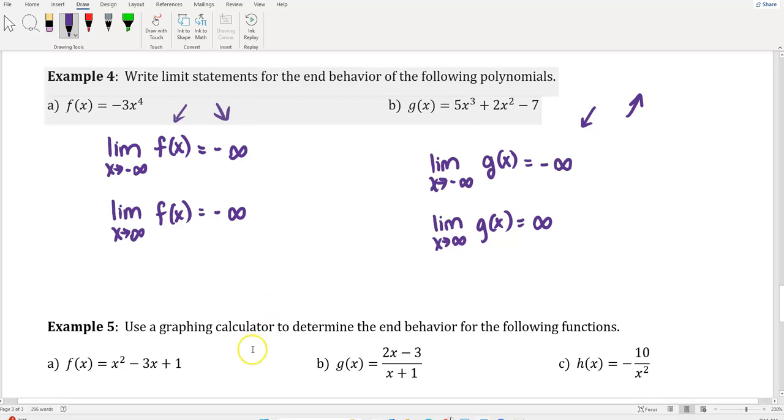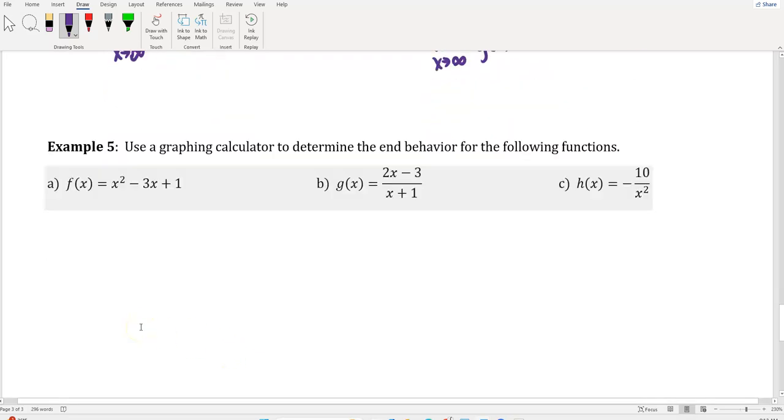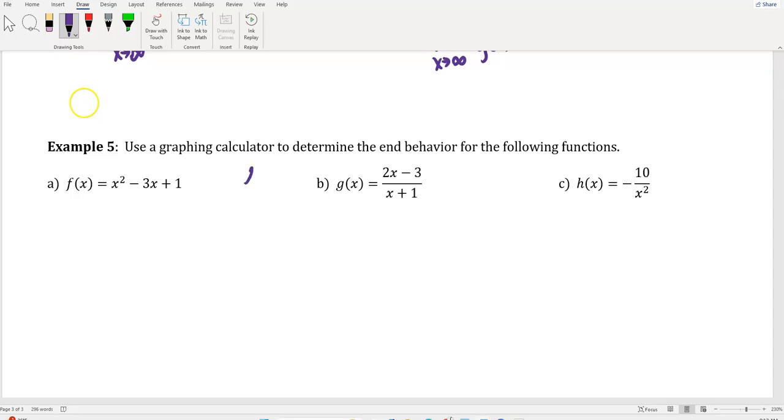Now they asked us here on example 5 to use a graphing calculator to determine the end behavior. But do we need a graphing calculator for A? We do not. So let's not waste our time typing it in, because I can see that the right side is going to go up, and I have an even degree. The left side also goes up as well, right? So I'm going to write this in limit notation. Limit as x approaches negative infinity of f of x is going to equal positive infinity. And the limit as x approaches positive infinity of f of x is also going to equal positive infinity.